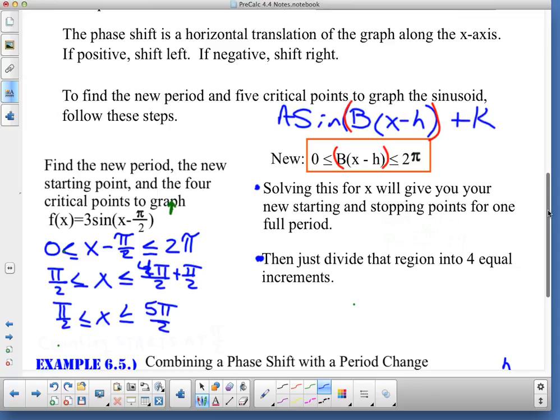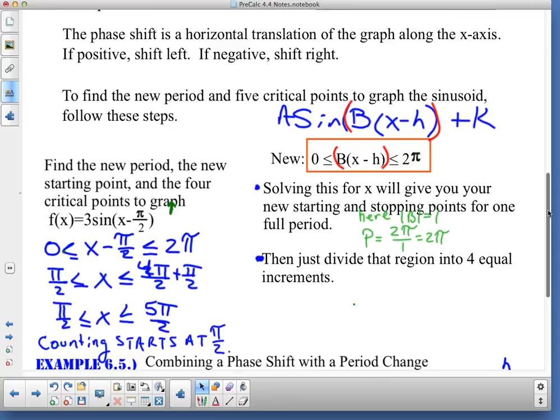So what this means is I'm going to start counting at pi over 2, but I'm going to have my increments. And if you're not comfortable looking at this and seeing that it's still going to be 2 pi because b was 1, we can talk about it here with our period.